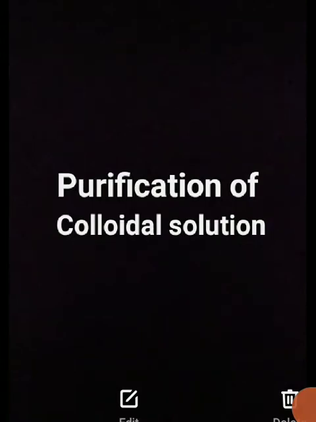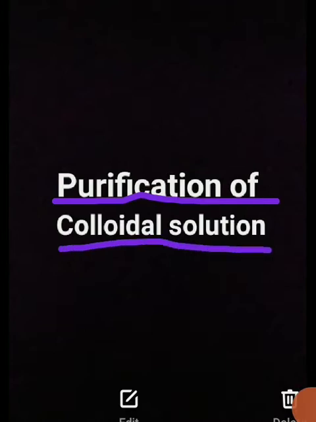Good morning class. Today we will discuss purification of colloids. Students, earlier we discussed the preparation of colloids, how they are formed. During their formation, the colloids are not in very pure form, okay? There are some impurities also. So now in this topic we will discuss how to purify them.